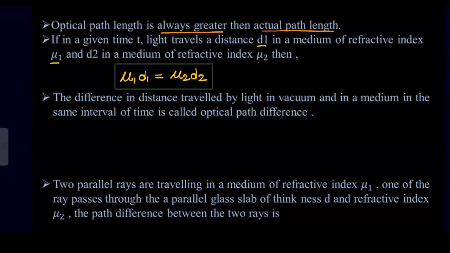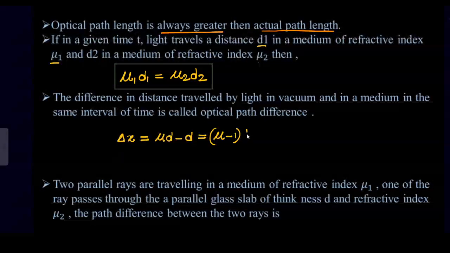Now, optical path difference, delta X, which will be equal to the optical path minus the actual path, which is given as (mu minus 1) into d. This is the optical path difference.